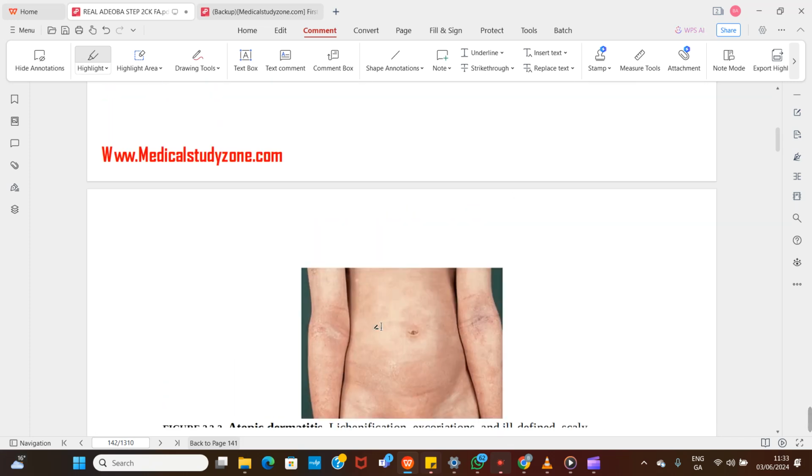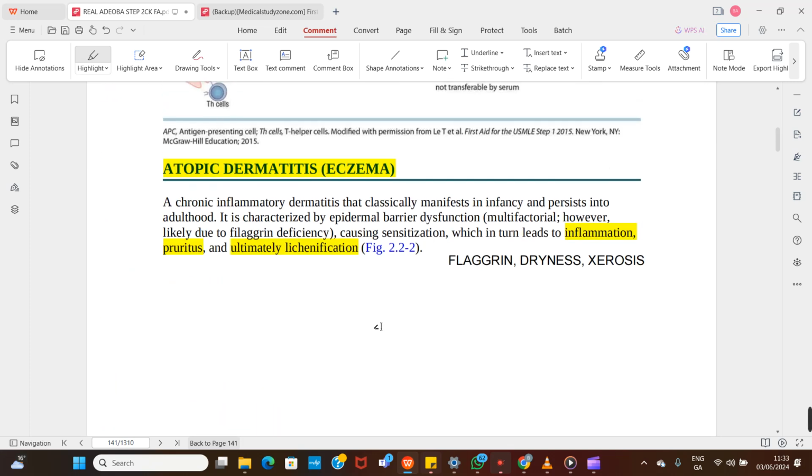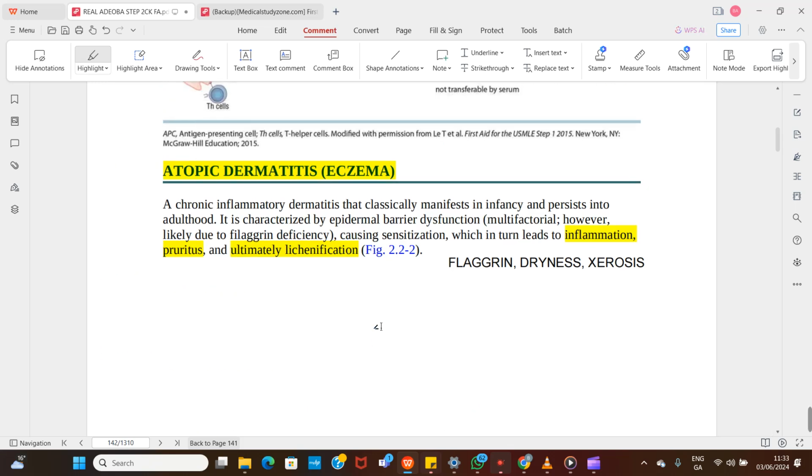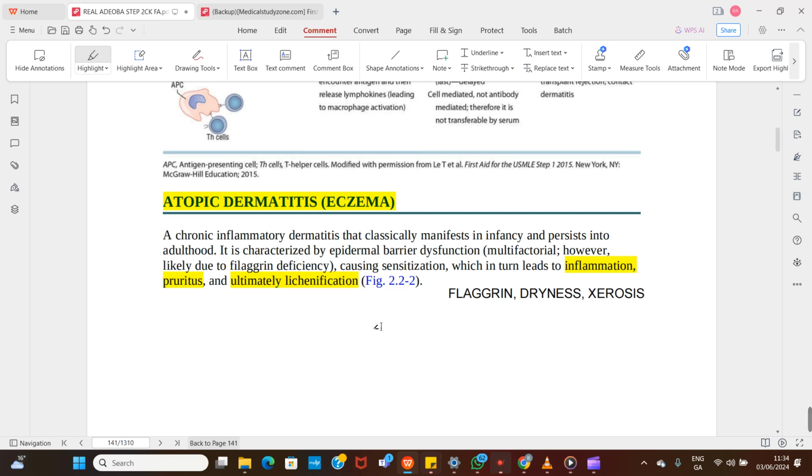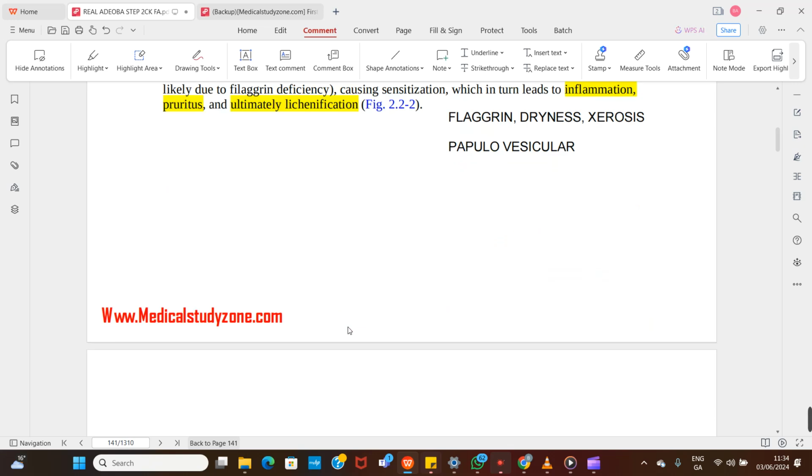One thing I must mention with respect to the nature of the lesion that we are looking for in atopic dermatitis is what? Papulovesicular lesions. Please don't forget that. Papulovesicular lesions, that is what we are looking out for in the question stem. Papules and vesicles.